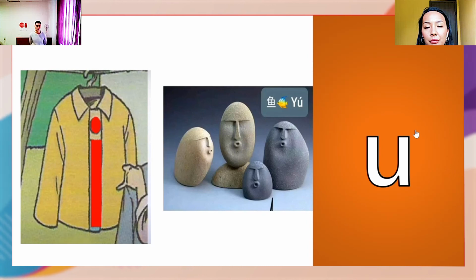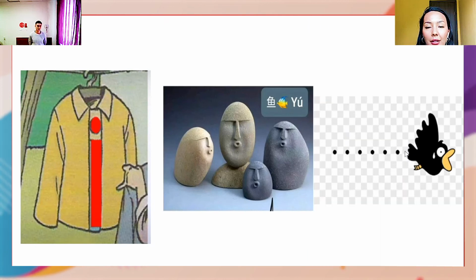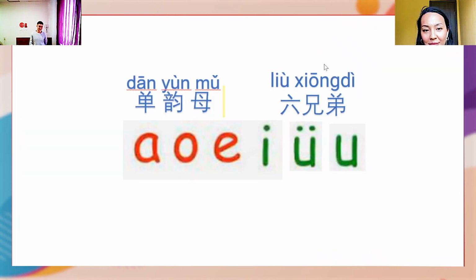How to pronounce this letter? What's this? It's a crow. So how to say it in Chinese? 乌鸦. Excellent. All right. Super clear.